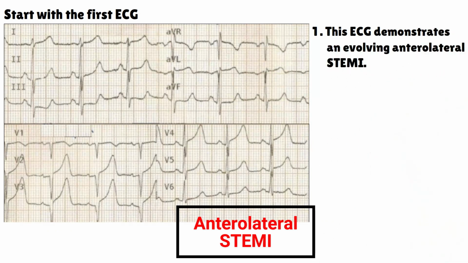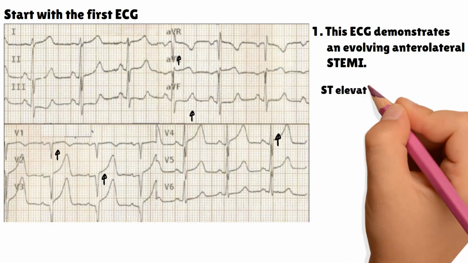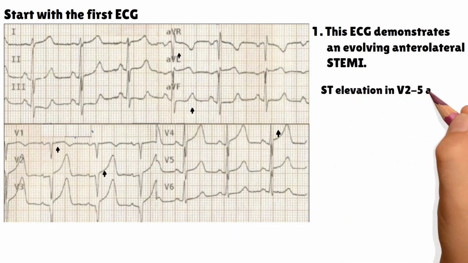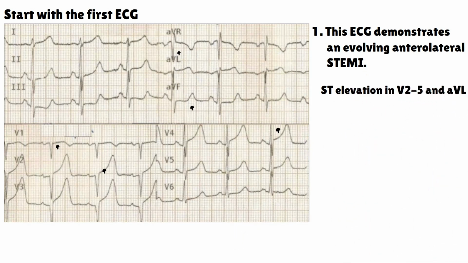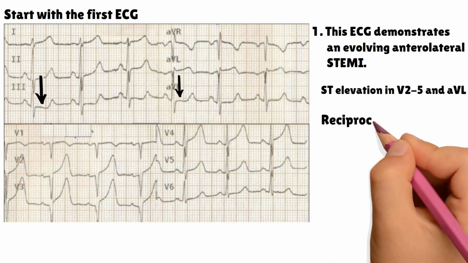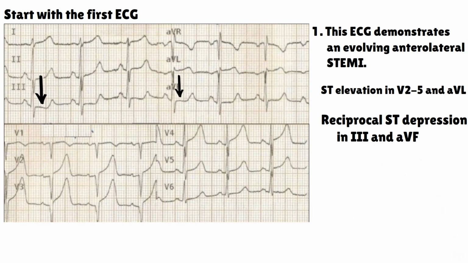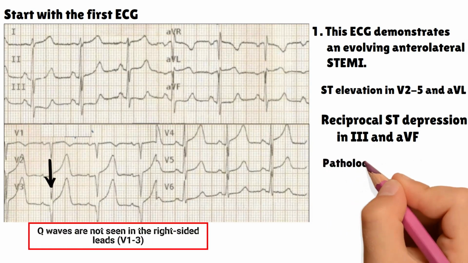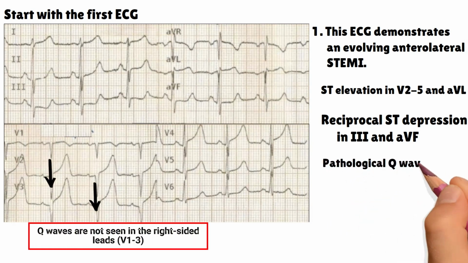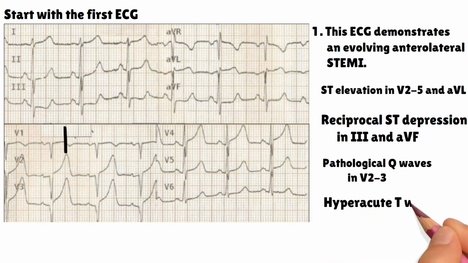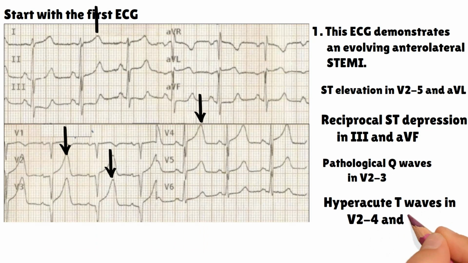See, there is an ST elevation in V2 to V5 and aVL lead, and there is reciprocal ST depression in the third lead and aVF lead. There is a pathological Q wave in V2 and V3, and there is also hyperacute T wave in V2, V3 and V4 and the first lead. Okay, this is all about the first ECG.